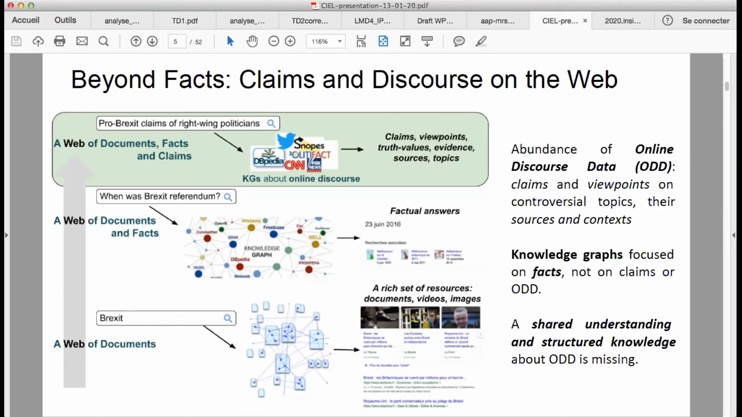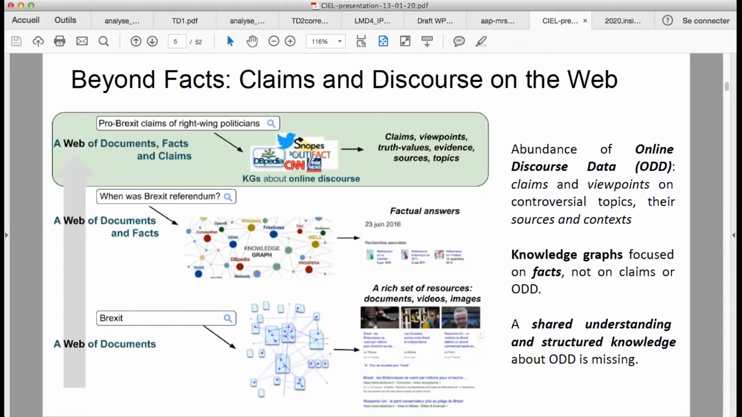So our observation is that there is an abundance of this kind of data on the web nowadays, but there are few means provided to search and retrieve it. In particular, one of the reasons for that is that knowledge graphs, as we know, are mainly focused on facts, so factual assertions that can be represented by triples. I guess the previous talk referred to these notions quite a bit. But they contain little information about online discourse data of the kind that I have just described.